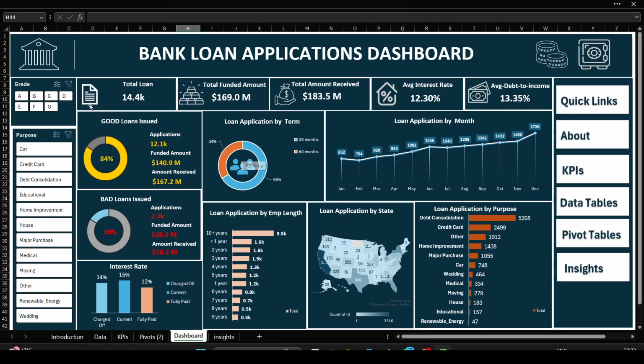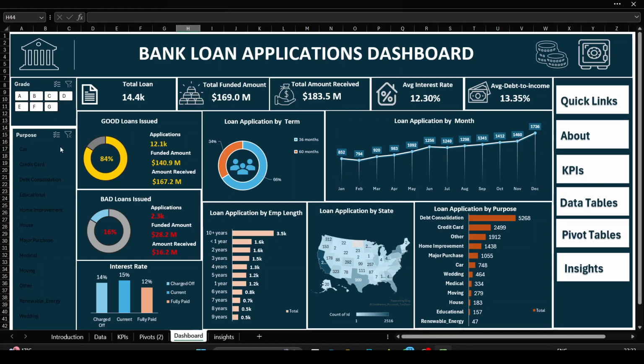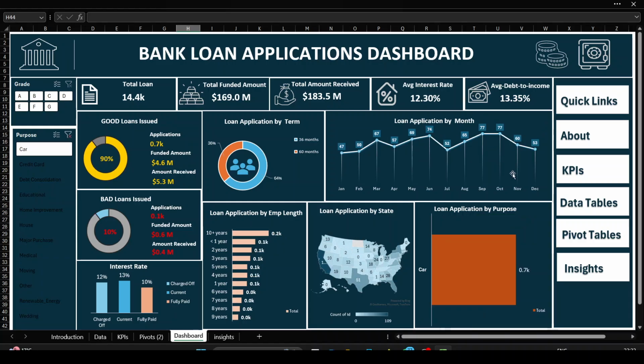Now, let us take an example of a car so that we can get an idea how this dashboard works. When I click on the car, the graph changes and shows that good application was 90% for the car. Applications passed were 0.7k, funded amount was 4.6 million, and we generated 5.3 million dollars from it.